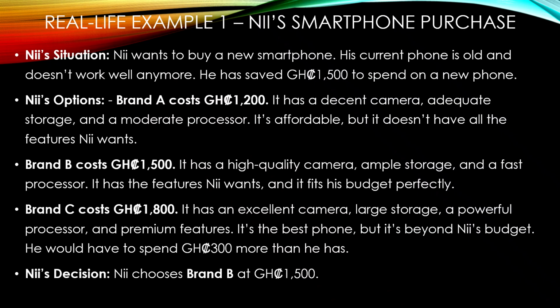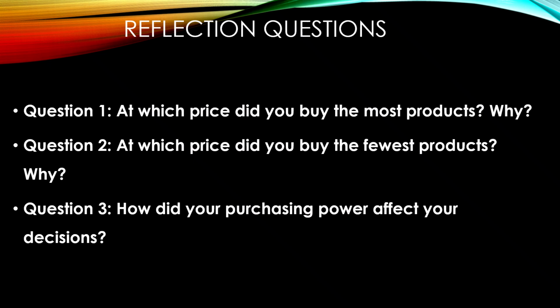The question is, why? He wants a phone with good features, that's willingness. He can afford brand B because it costs exactly 1,005 Ghana cedis, that's ability. Brand B is the best choice for the budget. It balances price and features.